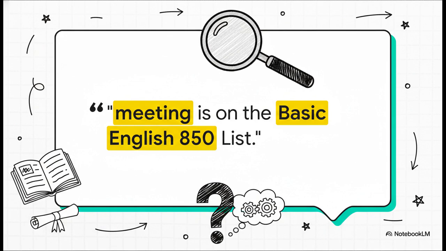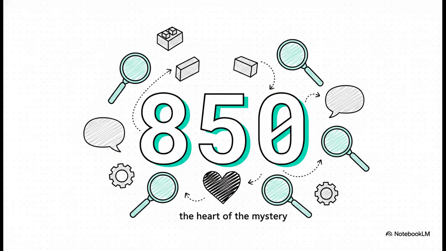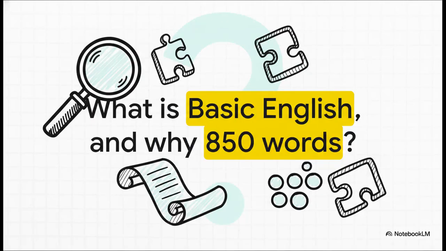But that just makes you wonder, doesn't it? It's all about that number, 850. That is so specific, right? It's got to mean something. There's no way that's a random number. So what is this list? What is basic English anyway? And what's the big deal with the number 850? All right, let's solve this mystery.